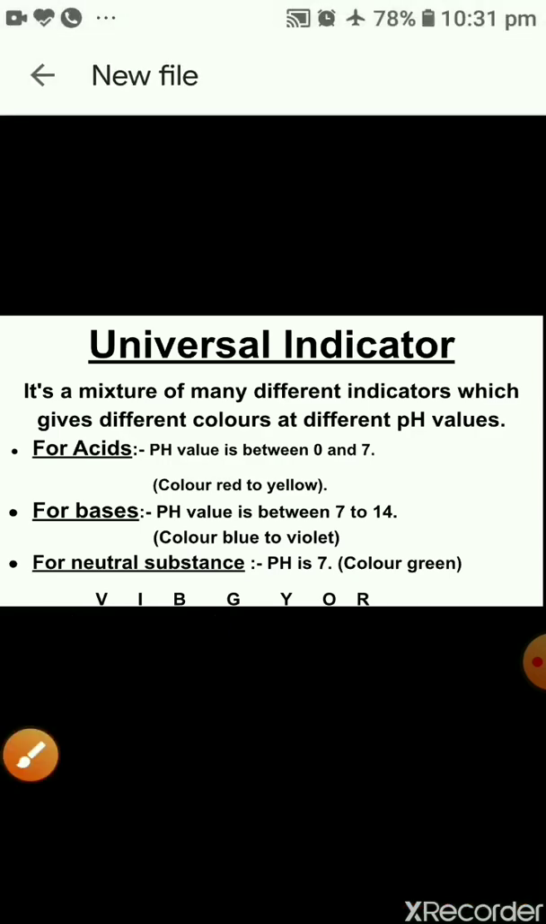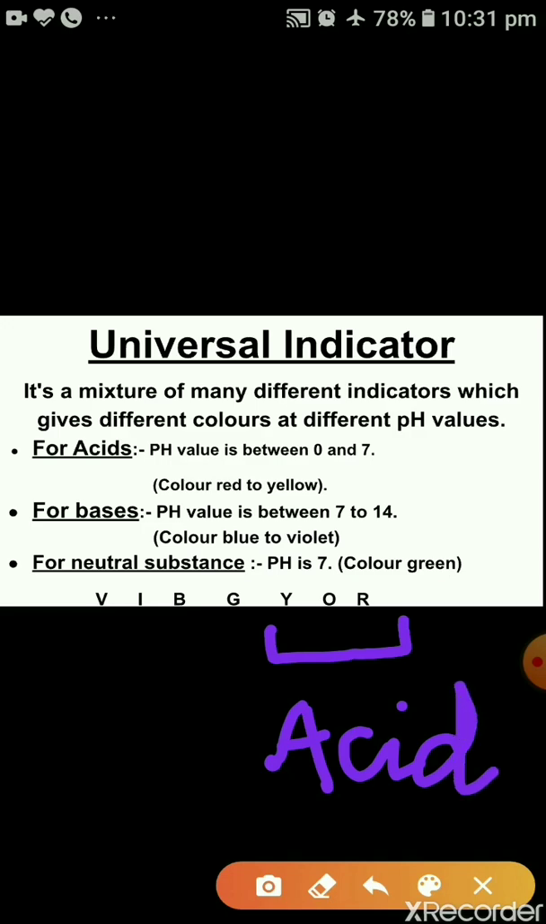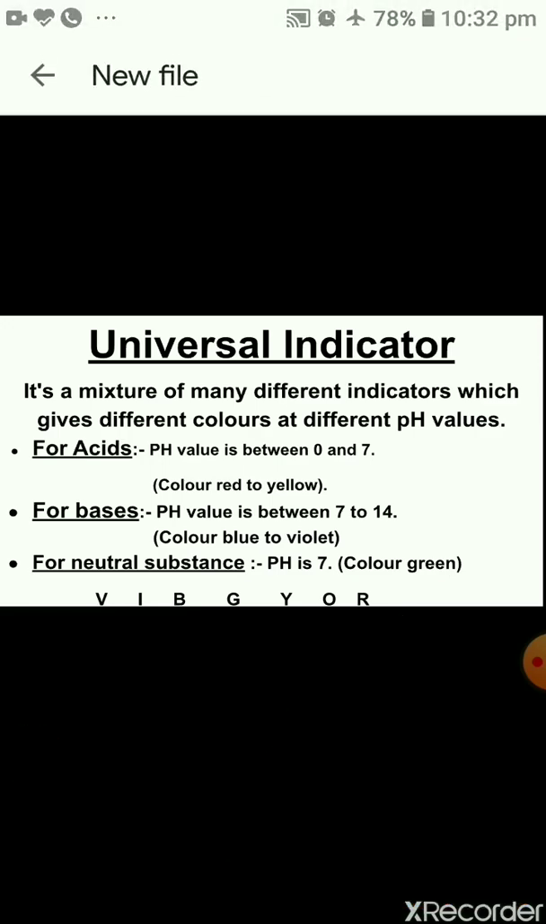Then we have the other 3 shades: yellow, orange and red. Yellow turns orange, orange turns red. These are acids. If in universal indicator we get colors like yellow, orange, red, then the substance will be acidic in nature. So in this way you can find out whether the substance is acid, base or salt using universal indicator. Now I want to share one more piece of information with you.